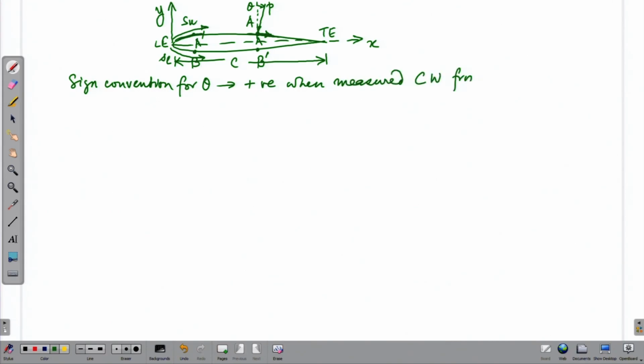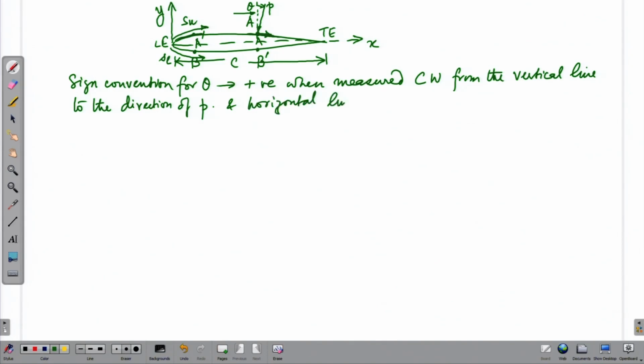clockwise from the vertical line, which is this dotted line, to the direction of P. This is considered to be positive, and from the horizontal line to the direction of tau. This convention is very important to be remembered.